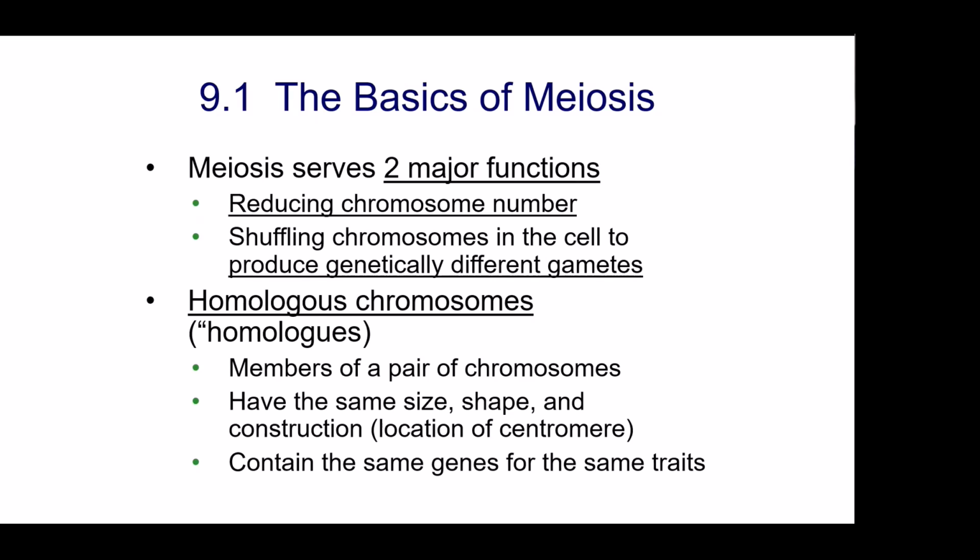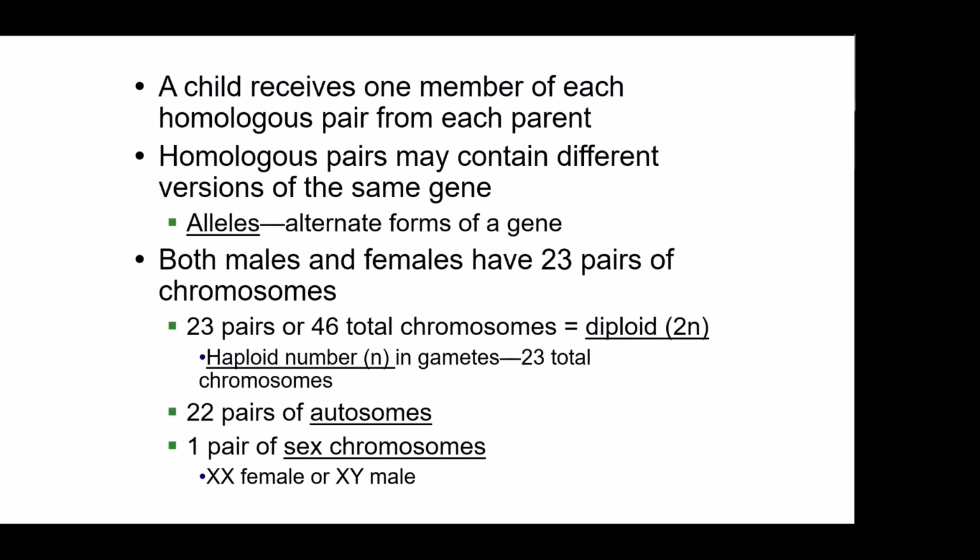So a child will receive one member of each of the 23 homologous pairs from each of their parents. And these pairs will contain, like I said, information about the same gene, and these are known as alleles. And we'll get into alleles far deeper in the next section when we start talking about Gregor Mendel.